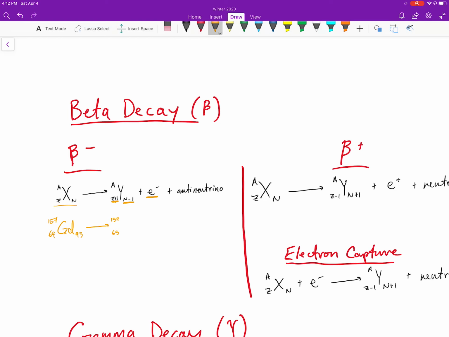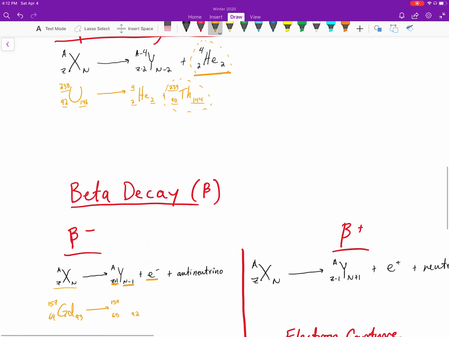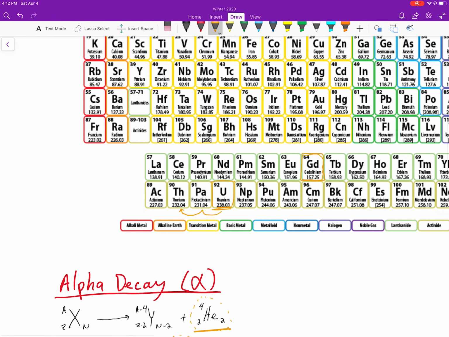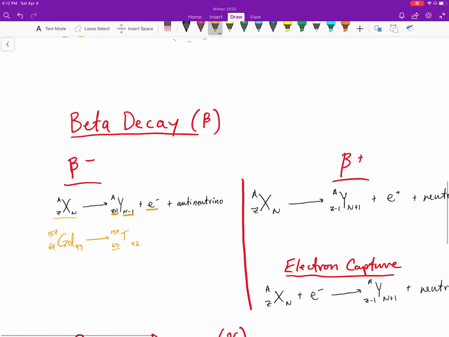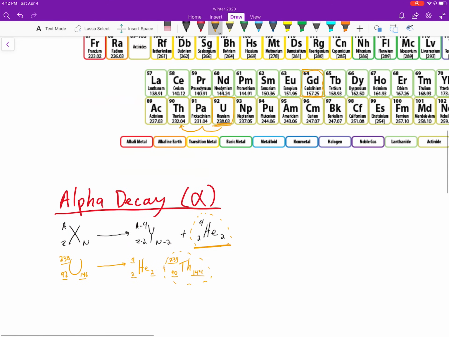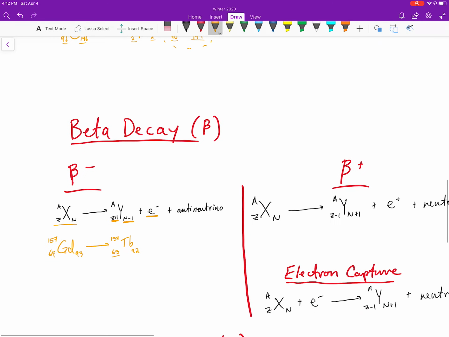The total wouldn't change, and then the neutrons would come down to 92, right? So minus 1. And element 65 is terbium, right? Terbium. Okay, sorry, just double checking that. And then we would have an electron released and an antineutrino. Okay, so that's beta minus decay.